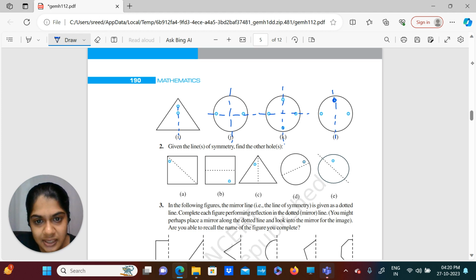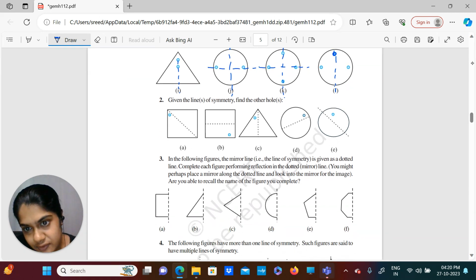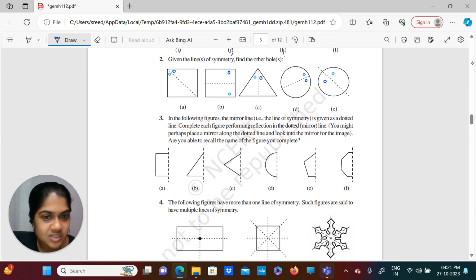Okay, given the line of symmetry, find the other hole. So this is the line of symmetry. So the other hole here will be coming like here. What about this one? Here it will be nearer, like this, right? Here it will be like this. Here it will be like this, right? And here it will be like here. Correct? So this is that.